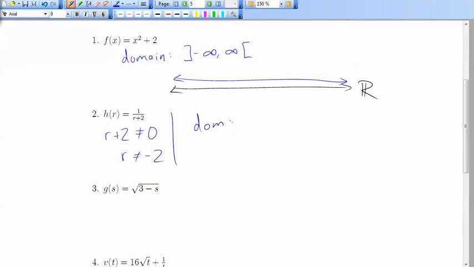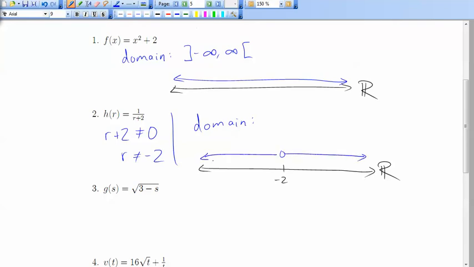So that means that our domain, well, maybe let's draw the picture for this one first. There's our real number line. We know that negative 2 is important, and we know that it's excluded from the domain, but everything else is included. So that would be our picture. So that means that our domain is going to be all real numbers from negative infinity to negative 2, excluded, and then we'll pick up again excluding negative 2 to infinity.